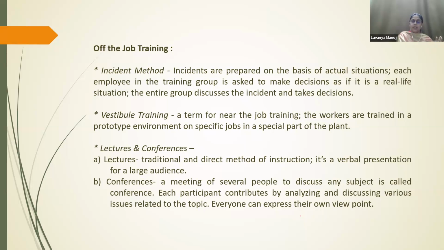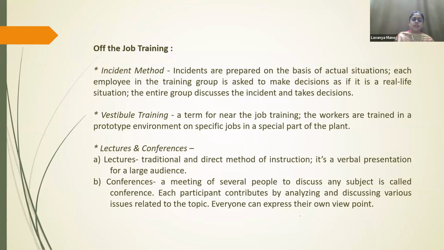So the trainee gets trained in that kind of environment, and once the trainee is confident on how to do things, and once the trainer approves that the trainee is now ready to join the organization's workflow, the trainee is then transferred to the actual environment.